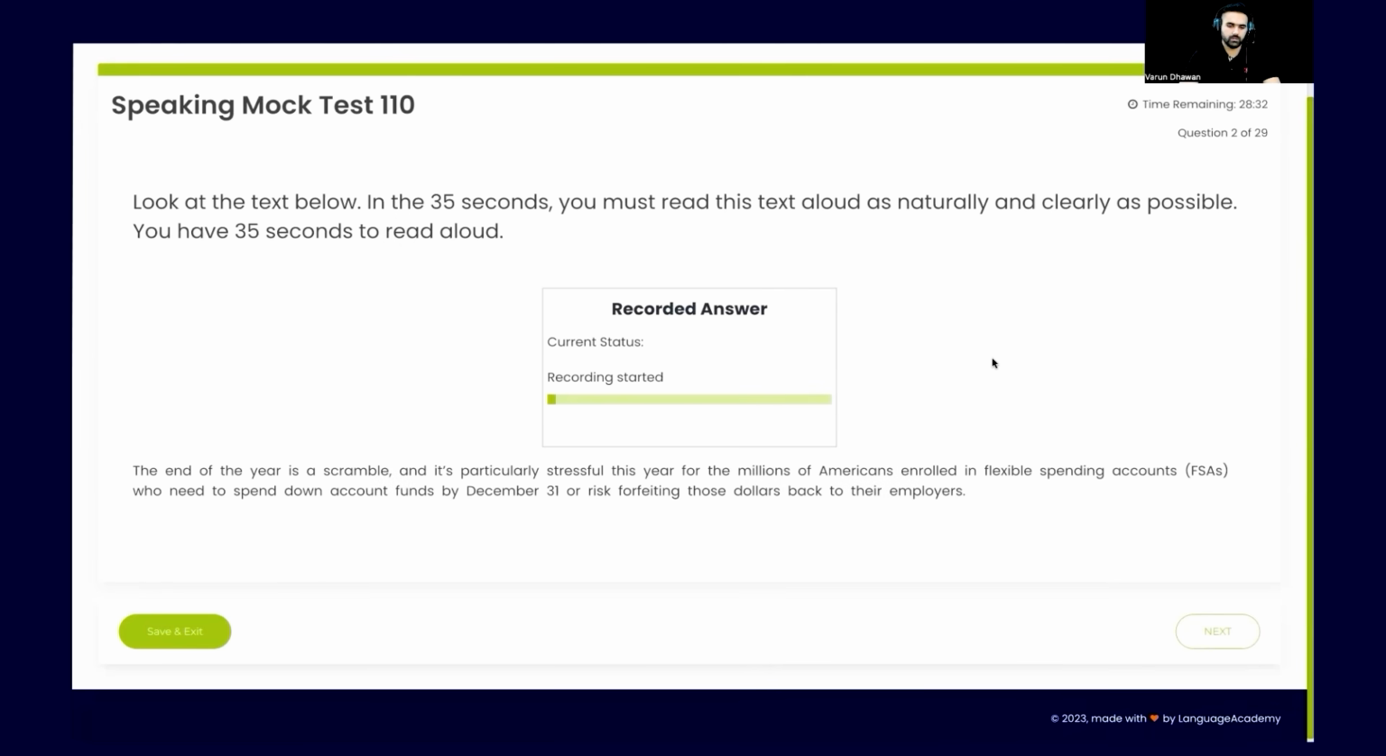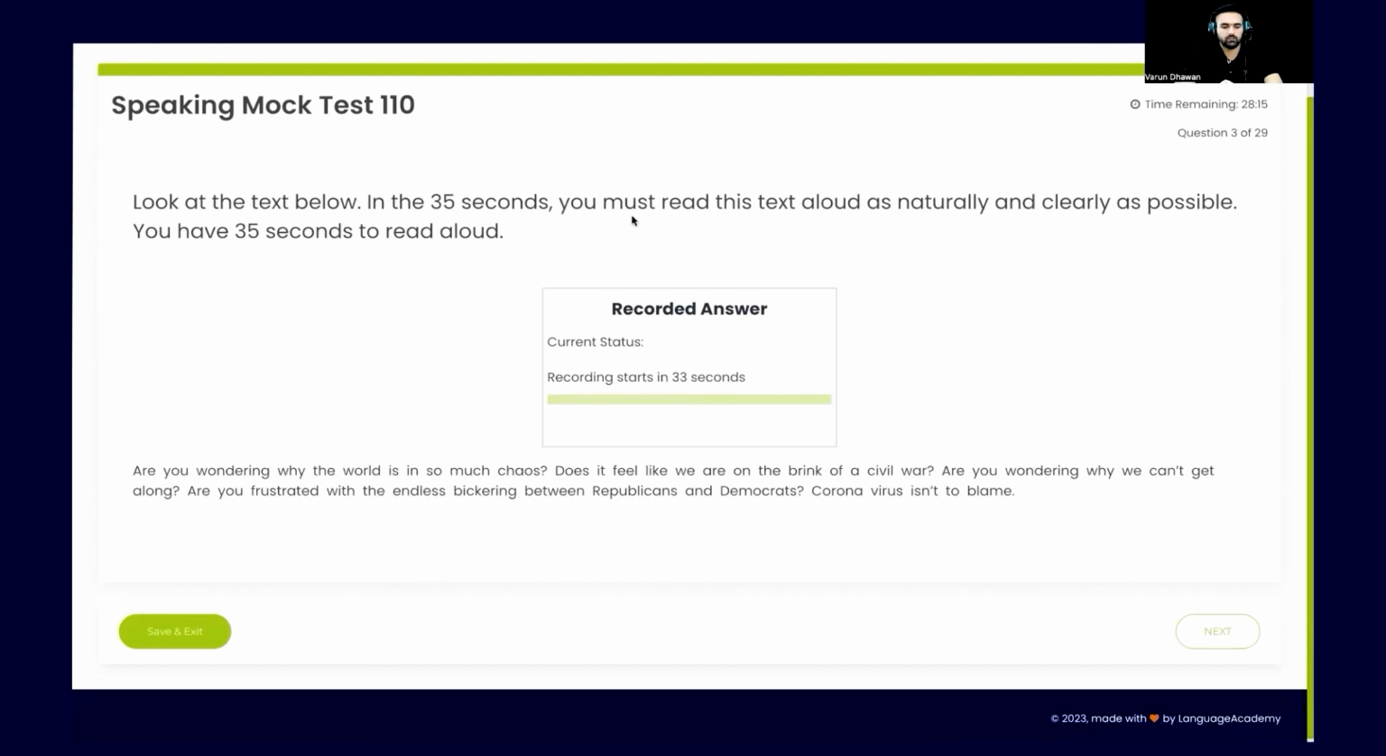The end of the year is a scramble, and it's particularly stressful this year for the millions of Americans enrolled in flexible spending accounts, FSAs, who need to spend down account funds by December 31 or risk forfeiting those dollars back to their employers.